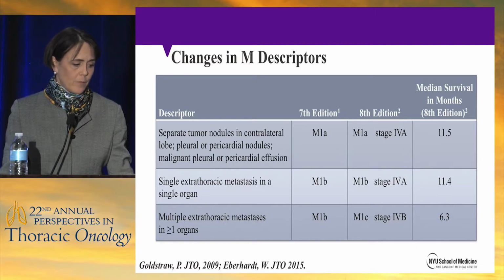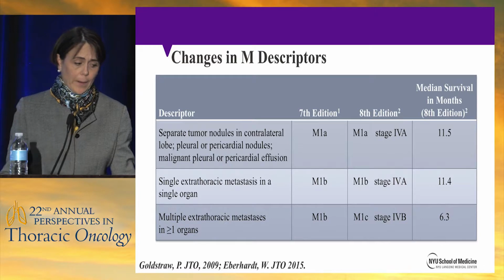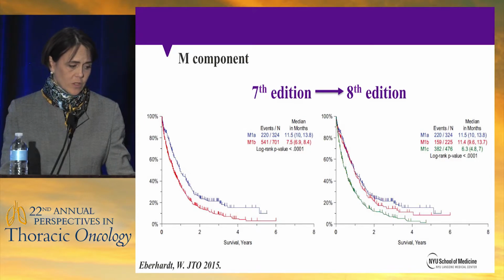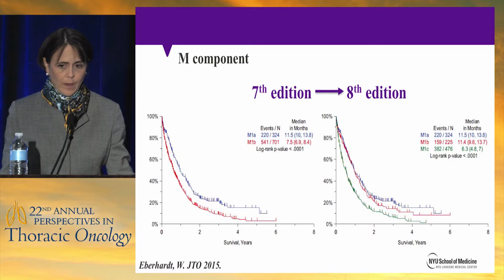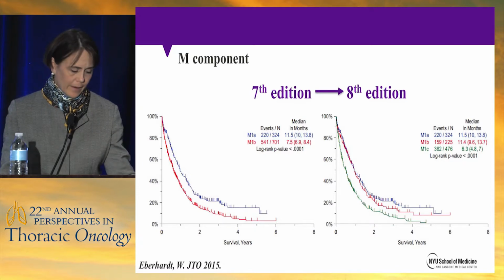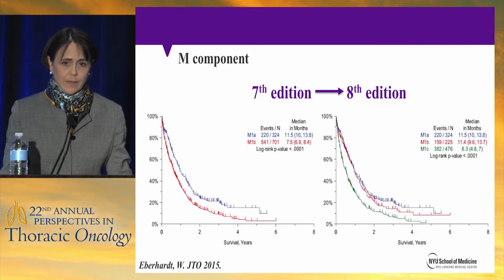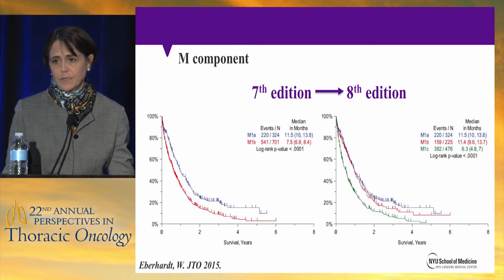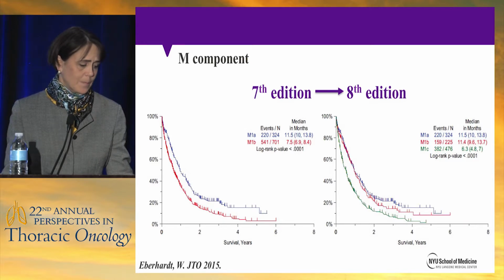Both M1a and M1b go into stage 4A. And this is what the metastatic difference looks like, comparing the previous M1a and M1b and then adding the third curve. And you can see that the M1a, the intrathoracic metastatic spread, and the M1b, the oligometastatic, are actually quite similar. They've left them separate because they're very different in terms of treatment.